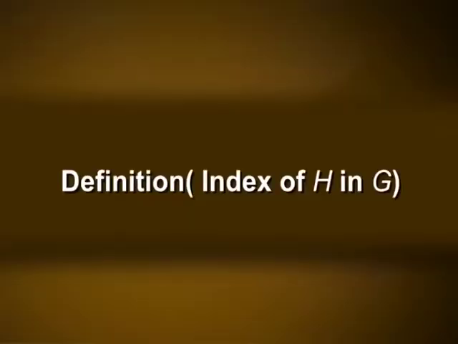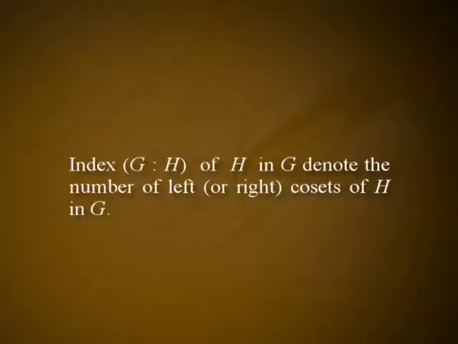Definition. Index of H in G. Let H be a subgroup of a group G. The number of left cosets of H in G is the index of H in G and is denoted as follows. The index of H in G just defined may be finite or infinite. If G is finite, then obviously the index of H in G is finite, and the index of H in G equals the order of G divided by the order of H, since every coset of H contains order of H elements. Index of H in G denotes the number of left or right cosets of H in G.